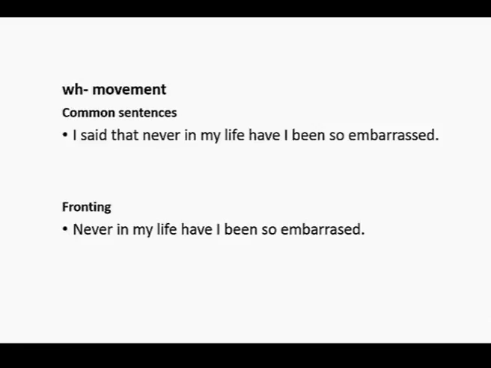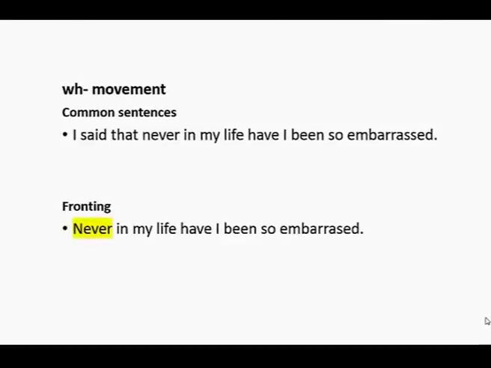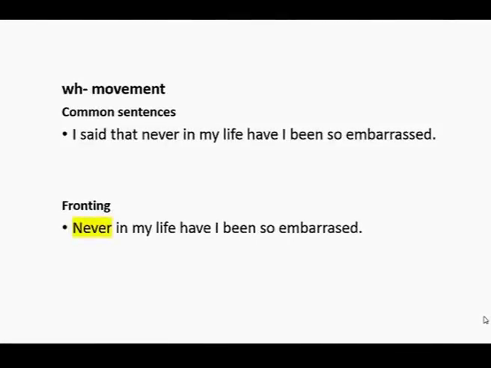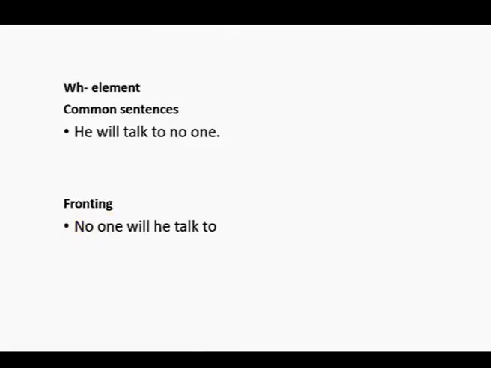In this case, in the first common sentence, I omit the part I say that, and I start the fronting sentence with never in my life have I been so embarrassed. You notice, never in my life have I been so embarrassed. Both sentences have the same elements. Well, in this case, not the same elements, but both sentences have the same meaning.